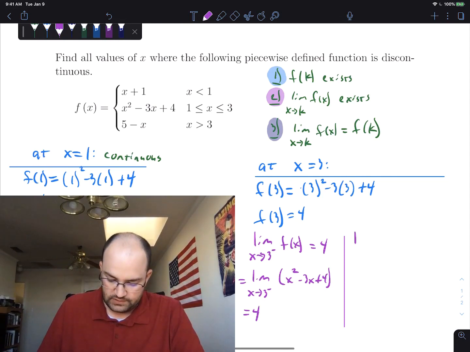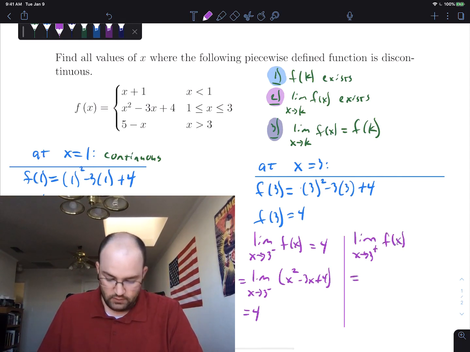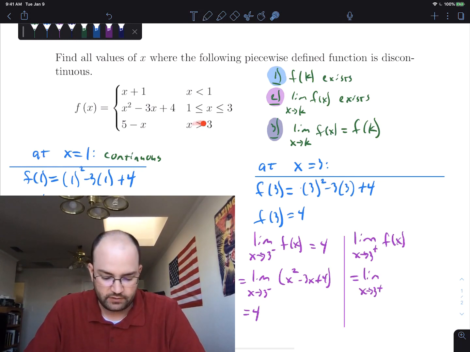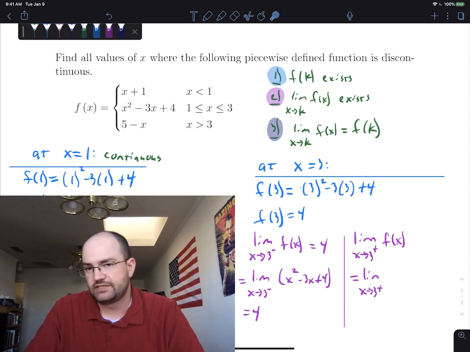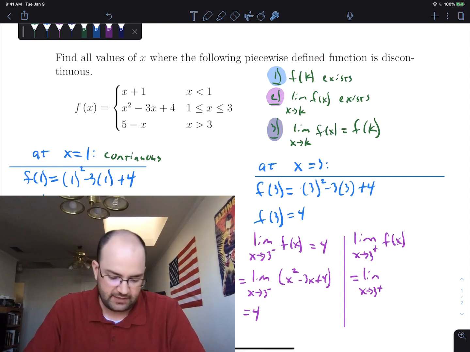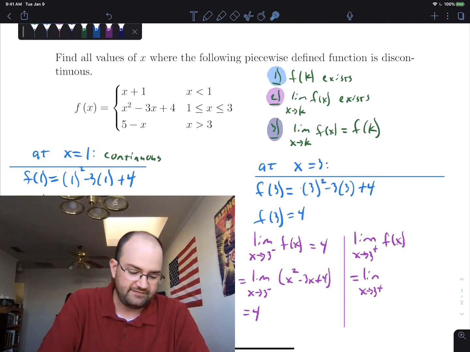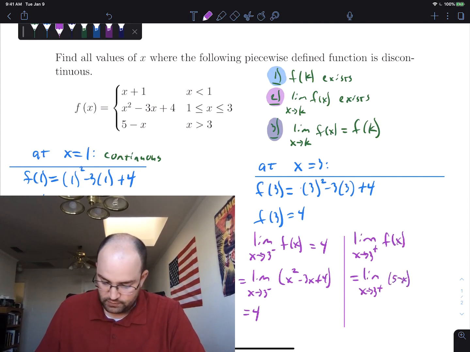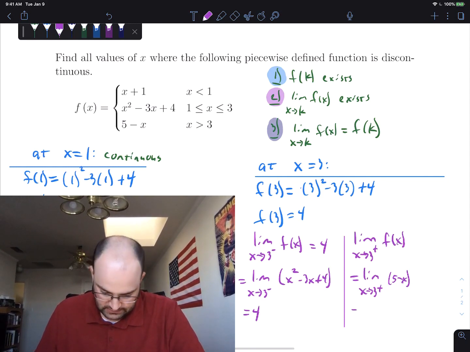The next thing we want to do is look at the limit as x approaches 3 from the right-hand side. Well, that would be the limit as x approaches 3 from the right. But if we're to the right of 3, that means we're greater than 3, which means we're in this region. In other words, think of 3.1 or maybe 4 or something like that. So 4 greater than 3, yes, which means we use this definition of 5 minus x. So that'd be the limit of 5 minus x here. And then just plug in 3. 5 minus 3 is 2.